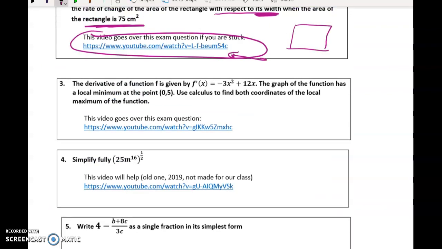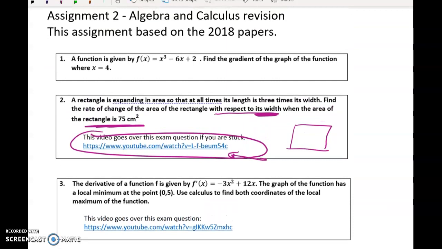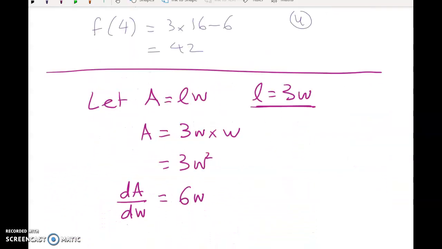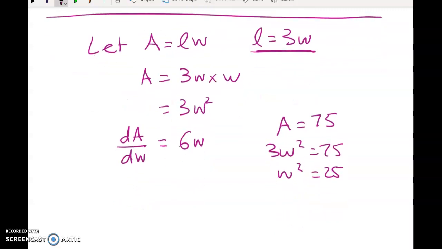And the question asked us to work out what that rate of change was when the area of the rectangle was 75 centimeters squared. So if the area is 75, we need to go back and say what was the width then. Okay, so we're solving. A equals 75, 3w squared equals 75, giving us w squared is 25, which means that I get w is equal to 5.